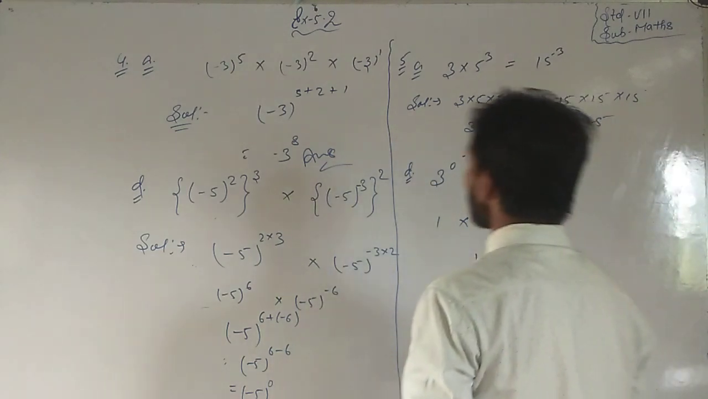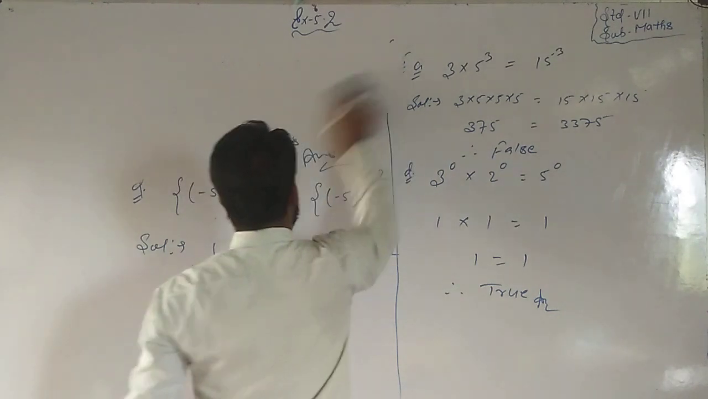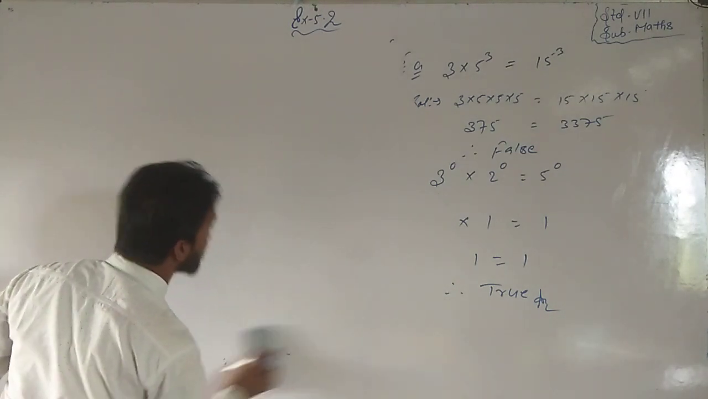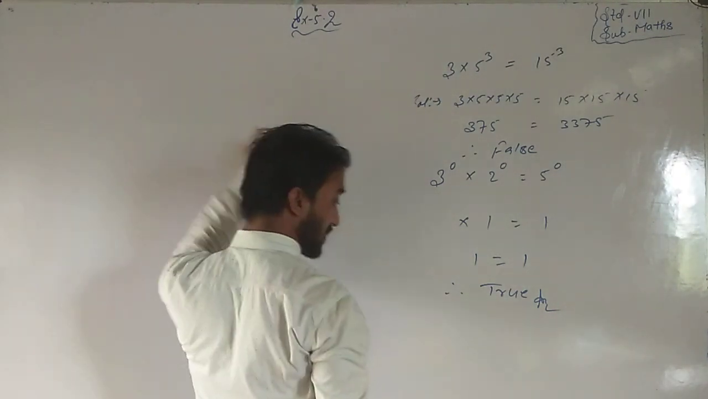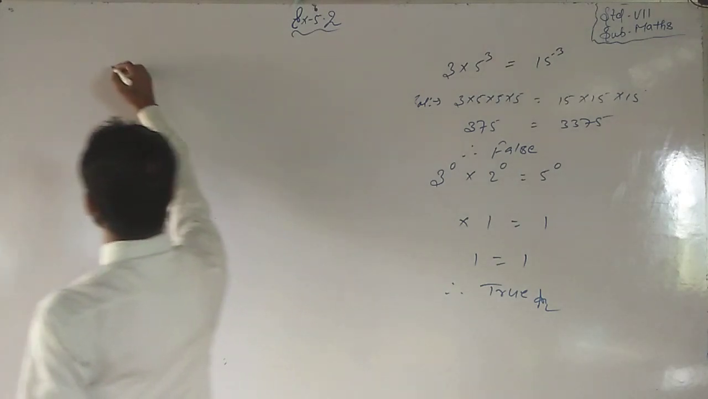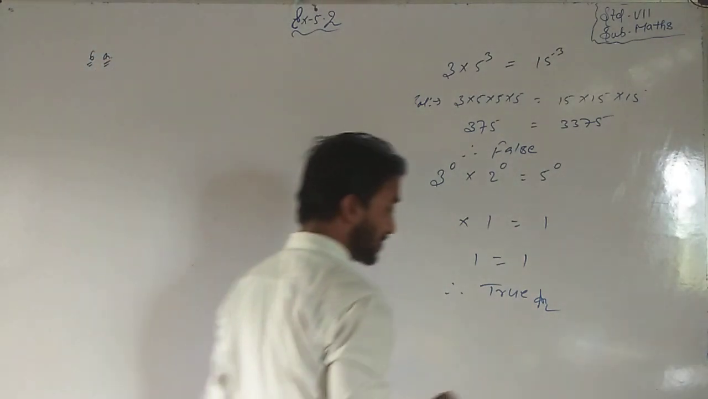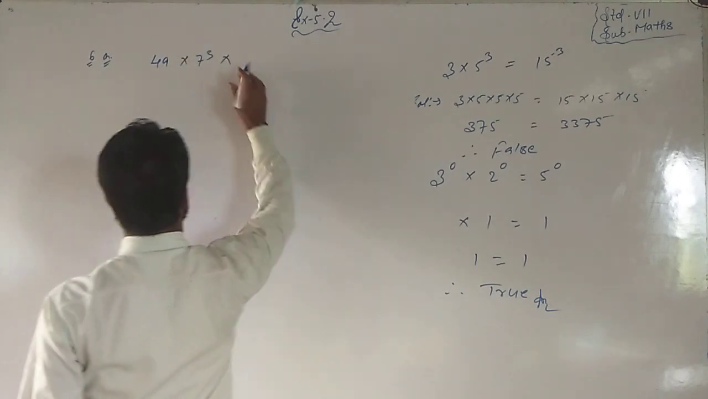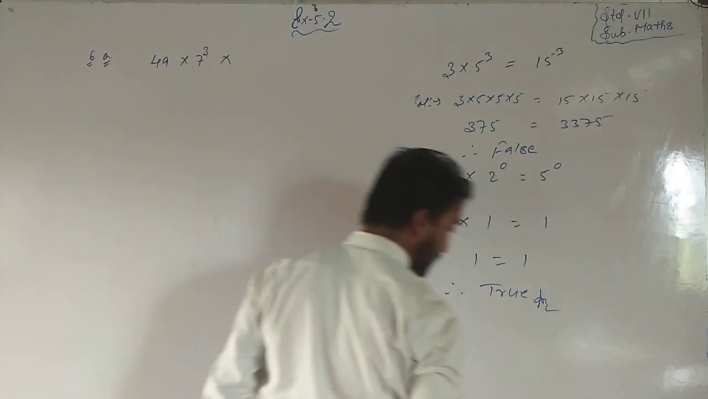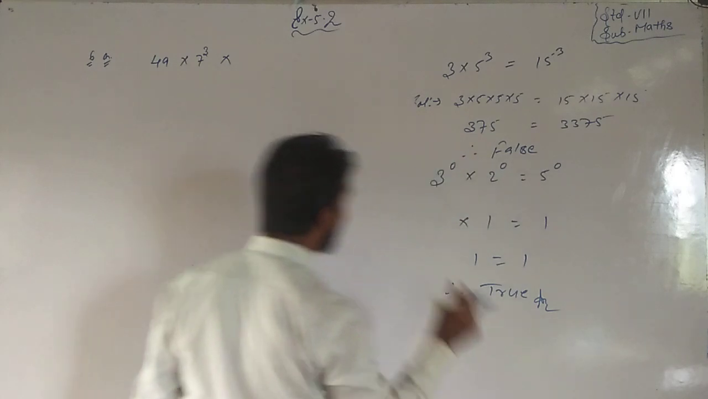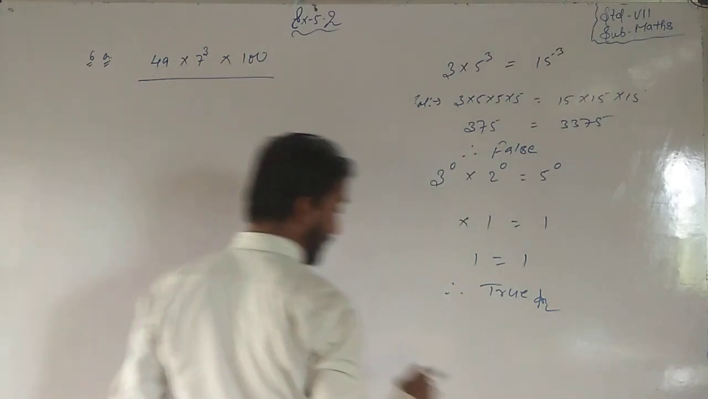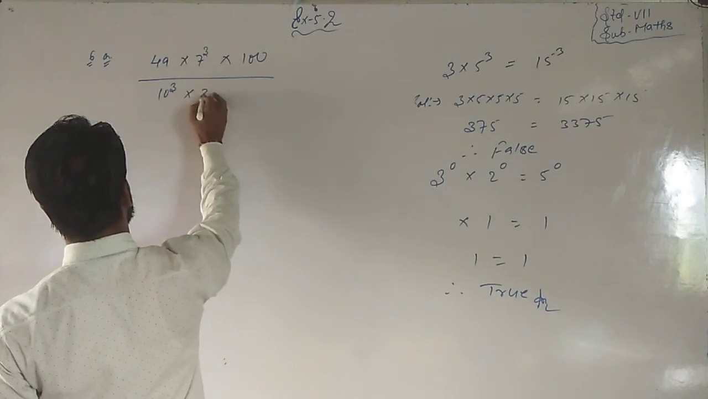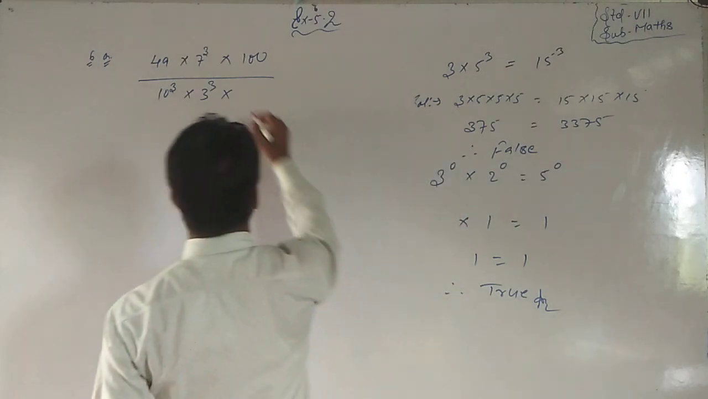So come to question number 6. Question number 6 is: simplify each of the following. 49 into 7 to the power cube, divided by 10 to the power square into 3 to the power cube, into 10 to the power cube into 3 to the power cube into 7 to the power square.